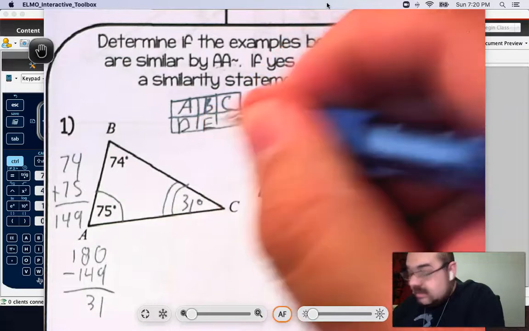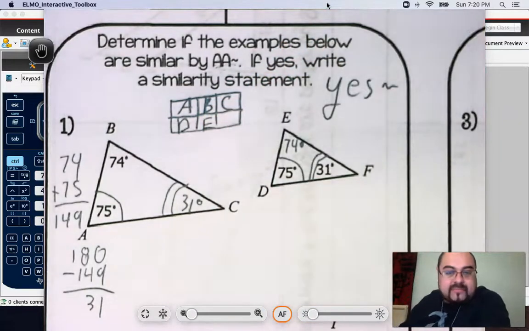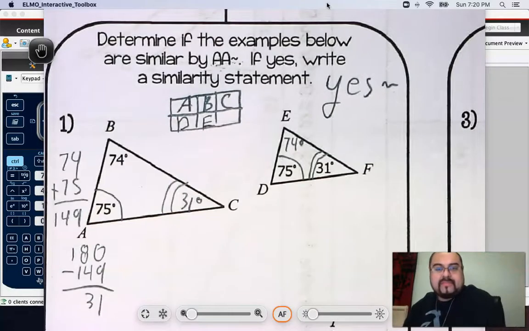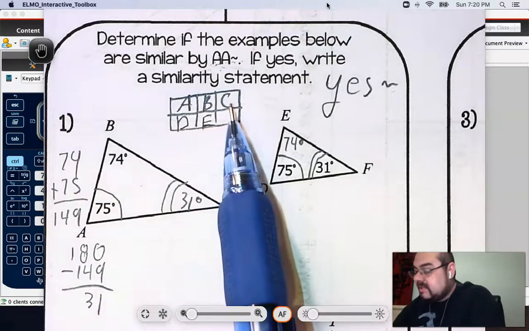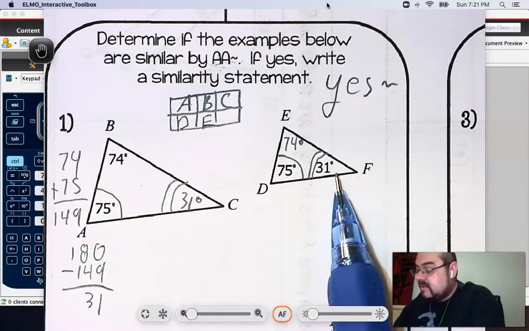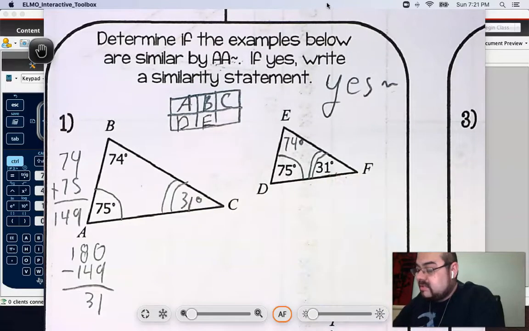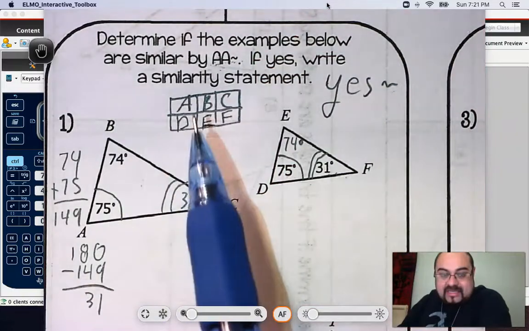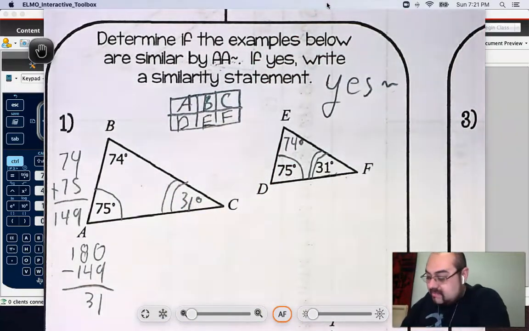So you guys can see that. Okay. Make sure that this is okay. There we go. And last but not least, angle C. Of course, the 31 degrees is going to correspond to the smaller triangle that had the 31 degrees, so it's going to be F. Okay, so now with that, I can create my congruency statement.